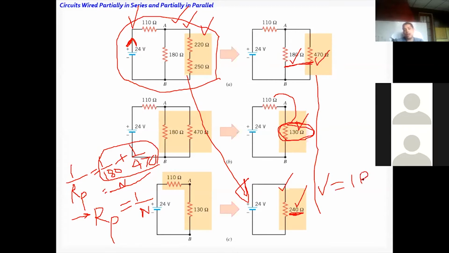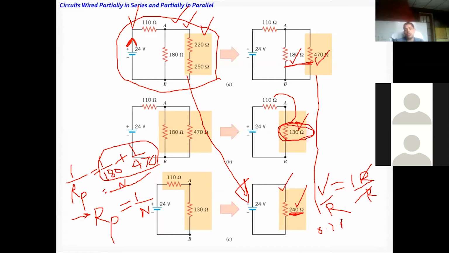Equals IR. Okay, so here, what is your B? So you need to find I, right? How do you find I? Divide both sides by R. That gives you I. So what is your V? 24. So what is your R? 240. That's how you get your I. 24 divided by 240, which is 1/10, which means 0.1 amp.